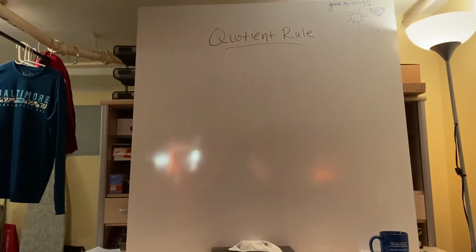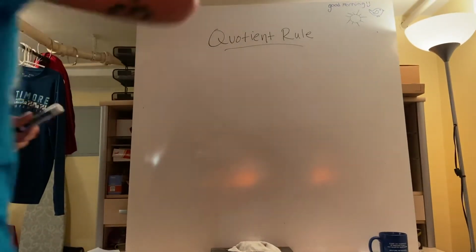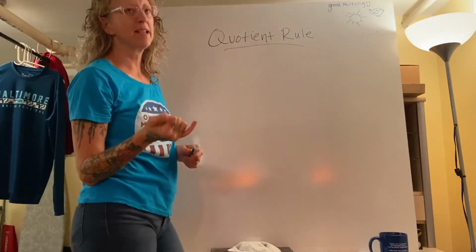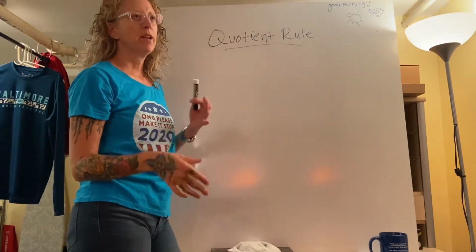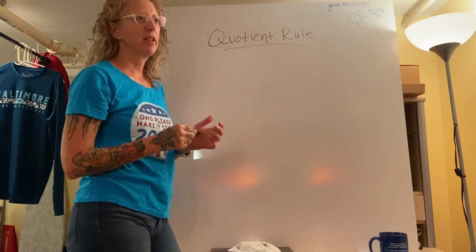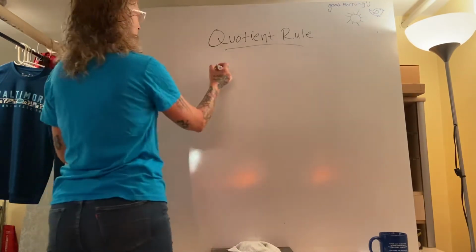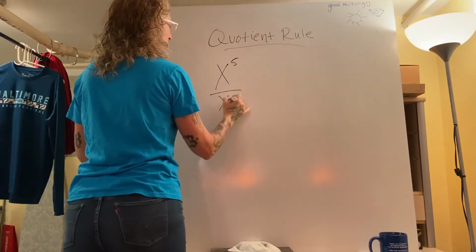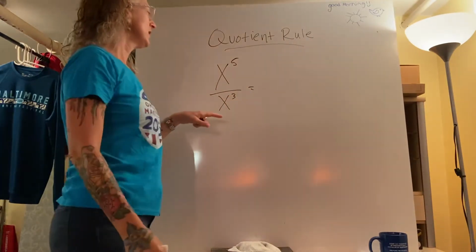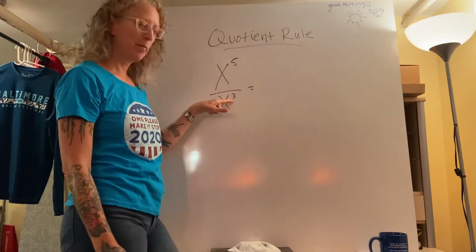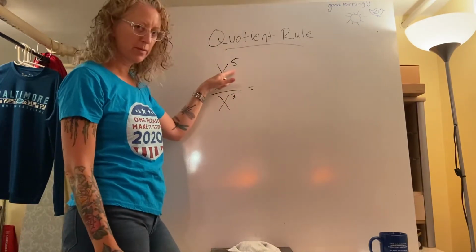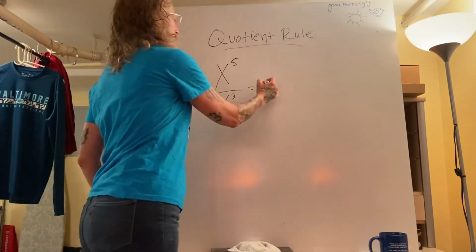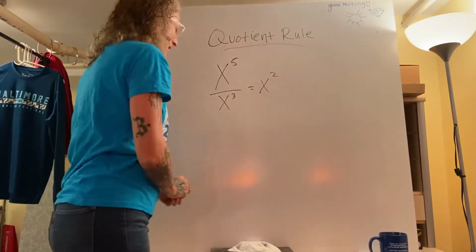So now we're going to deal with the quotient rule. The quotient is division. So when you have two like bases and you're dividing them, you end up doing this subtraction thing. And I'm trying to think of the easiest way to teach it. So if I have x to the fifth over x to the third, the rule is you subtract the denominator exponent from the numerator exponent. So you have to subtract the bottom from the top. So this would just end up being x squared.